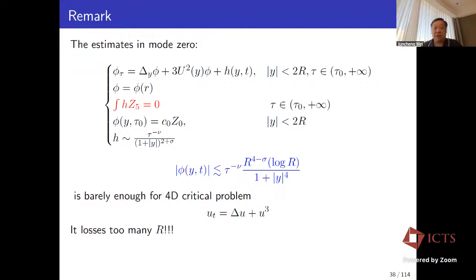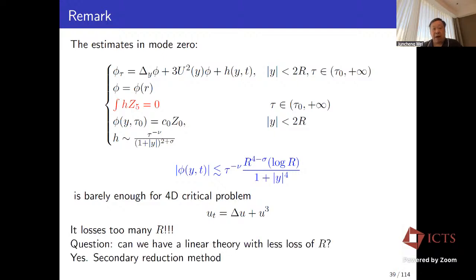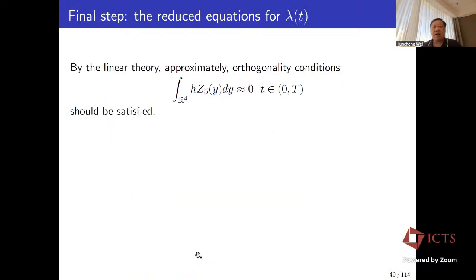So this linear theory, as I said, is barely good enough for the 4D problem because you lose too many R's. And we can have a linear theory with less loss of R. We can just lose like R to the sigma, but this is called secondary reduction method. Okay, so I will not discuss this.